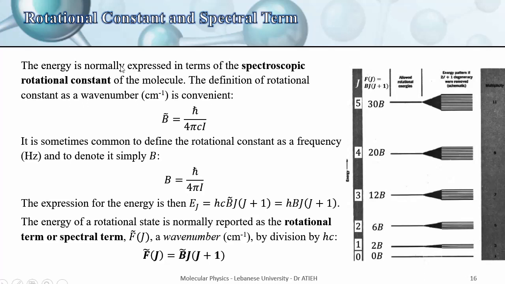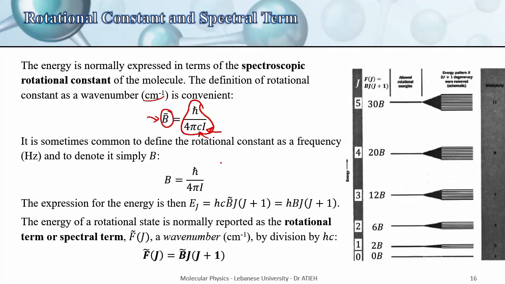The energy is normally expressed in terms of the spectroscopic rotational constant of the molecule, simply the rotational constant of the molecule. The definition of the rotational constant as a wave number is convenient. So the rotational constant is given the symbol B bar or B tilde. This is a wave number. It has a unit of centimeter minus 1 and it's equal to h bar over 4 pi c times I, where I is the moment of inertia of the molecule and c is the speed of light in vacuum.